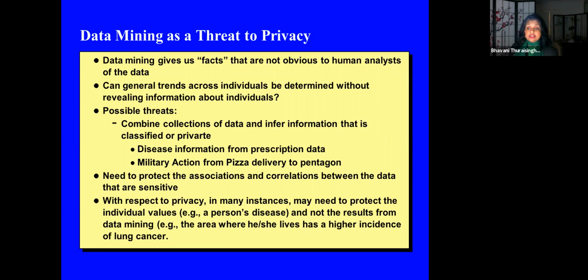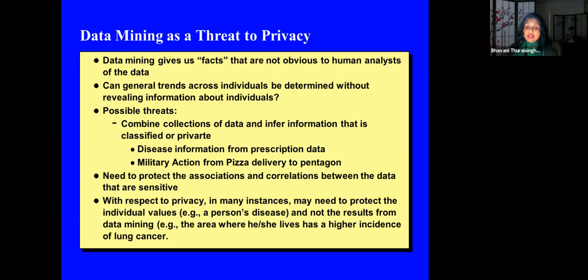For instance, you don't want to say that John Smith has cancer, but you might want to say that in a particular area of Dallas-Fort Worth, where I live, there is a prevalence for people to get cancer. So there are different types of threats, right?